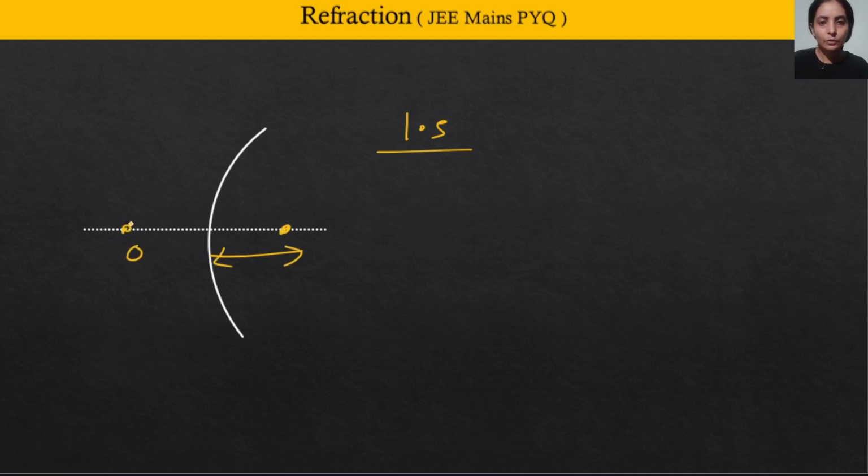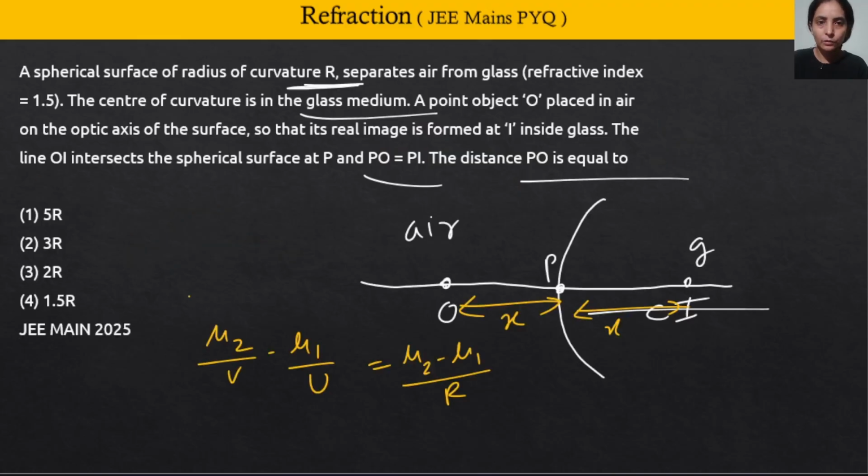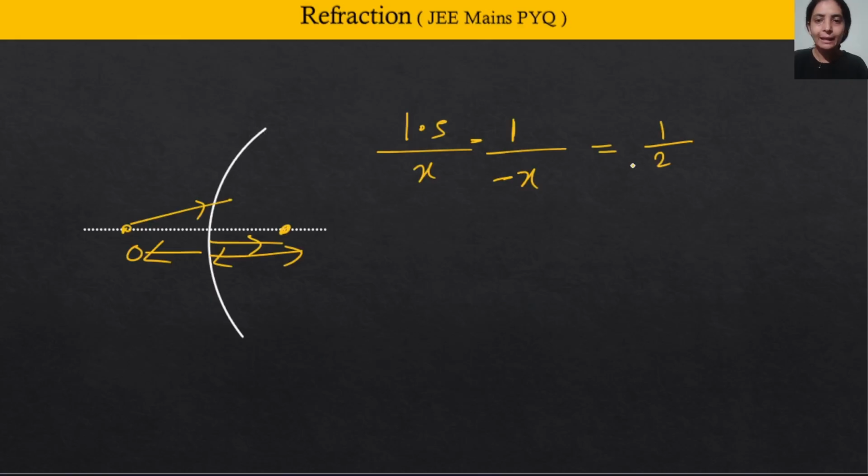Object is here, so incident light is in this direction. Image distance you are measuring in the direction of light. So plus minus of 1 divided by minus 6, because object distance you will measure opposite to the direction of incident light, equal to 1.5 minus 1, that is half, into r. Radius of curvature is given, or what? Yes, it is given as r, and in terms of r only we need to calculate the answer.